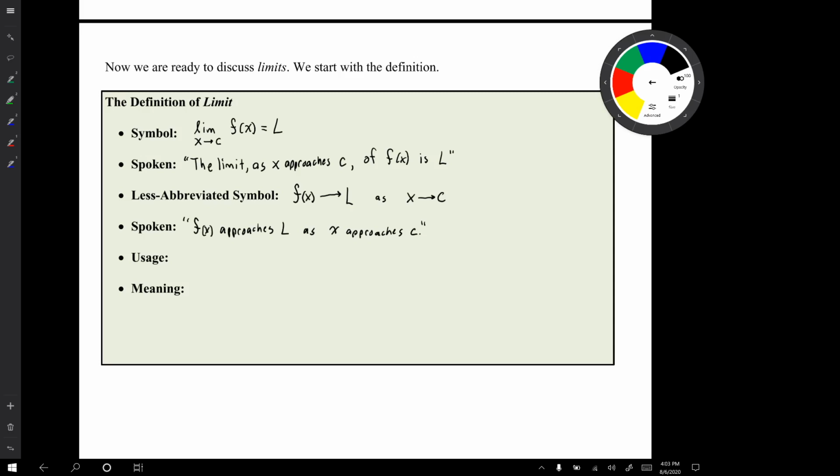Now, I still haven't told you what this symbol means, and I'm not going to quite yet. First, I want to point out what the pieces that make up this symbol are. So we have an x, we have the symbol f, we have a letter c, and we have the letter L. Here's what they are. In this limit symbol, the letter x is a variable, f is a function, and the symbols c and L denote real number constants. Now finally, I'm ready to tell you what this symbol means. It means the following.